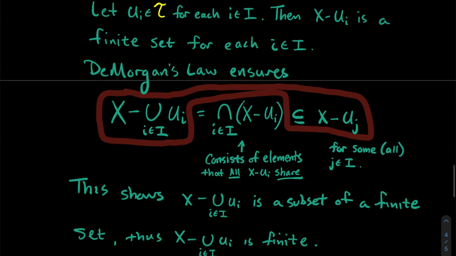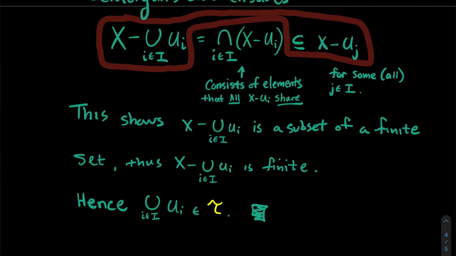Well, if you're a subset of a finite set, then guess what? You're a finite set too. So the complement of the union of the U_i is finite. Hence, what we just finished is that the union of all the U_i's is also in T.